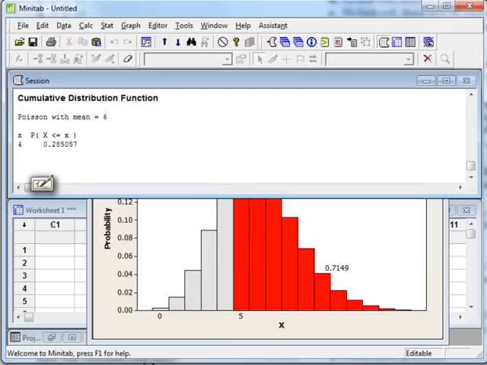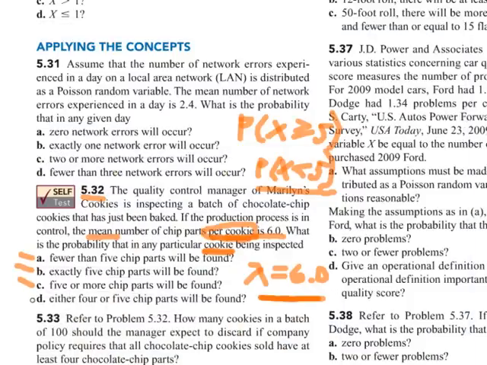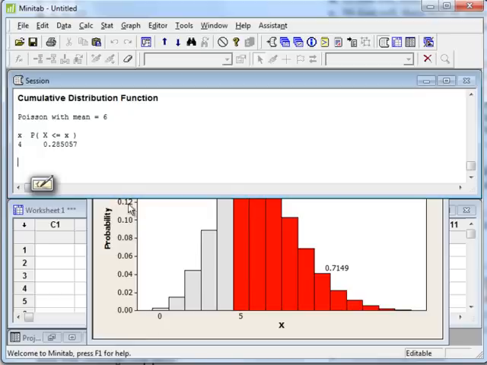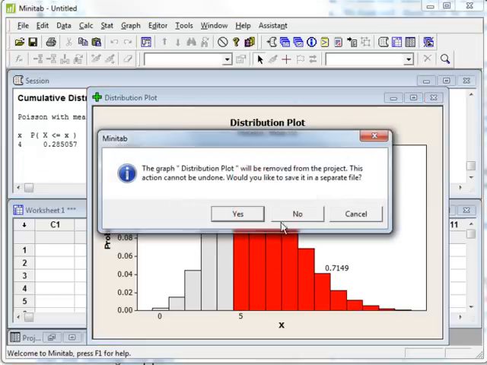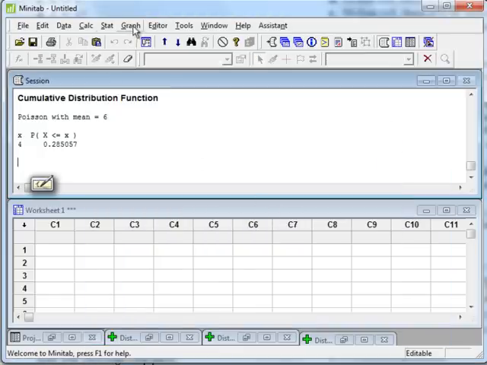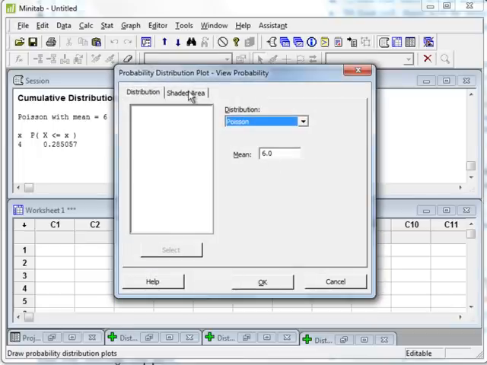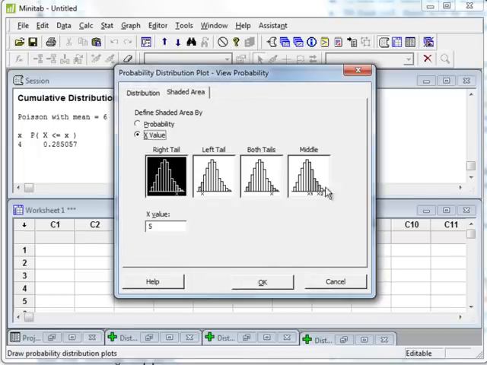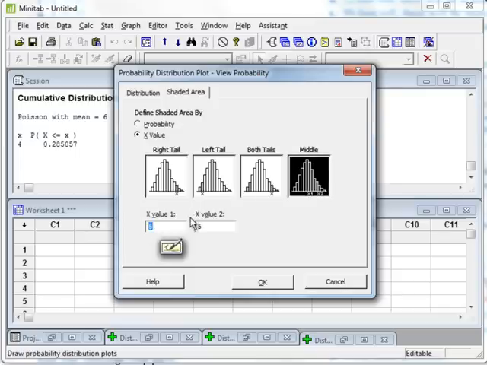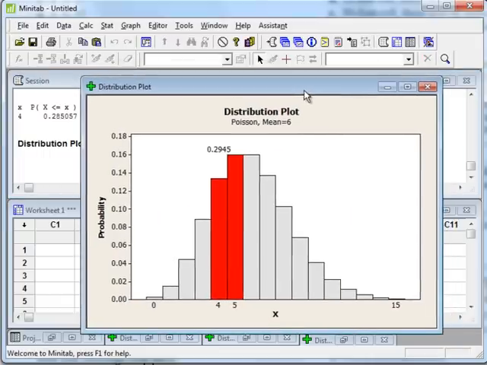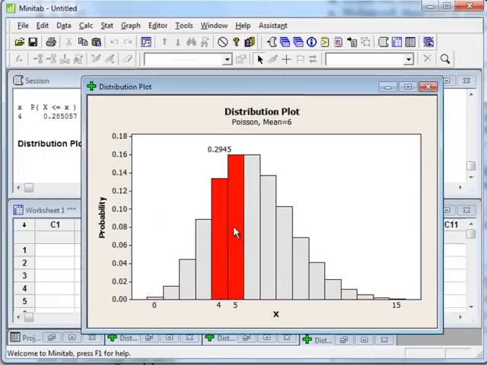Okay? And I believe the last one is either 4 or 5 chip parts will be found. So this is a complex probability, but really we're looking at a range of values. I'm just going to go to Minitab to solve this one. So in Minitab, to compute that probability, we're going to go to Graph, Distribution Plot, View Probability. Our shaded area is going to be middle shaded area, and here I'm going to have 4 and 5 as the x values, and that should give me the probability of getting 4 or 5 chip parts in a random cookie.